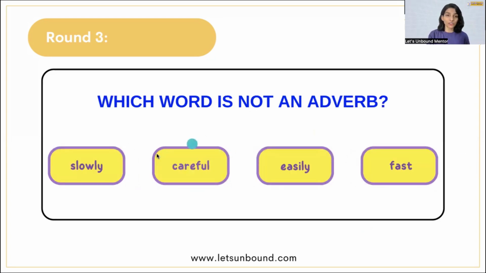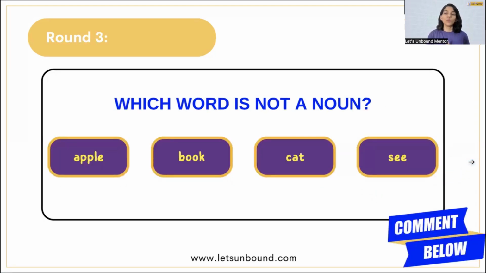Next comes which word is not an adverb. Let's look at the options here: slowly, careful, easily, fast. Because slowly, easily, and fast are modifying the verb, they are adverbs, but the word careful is not an adverb here.